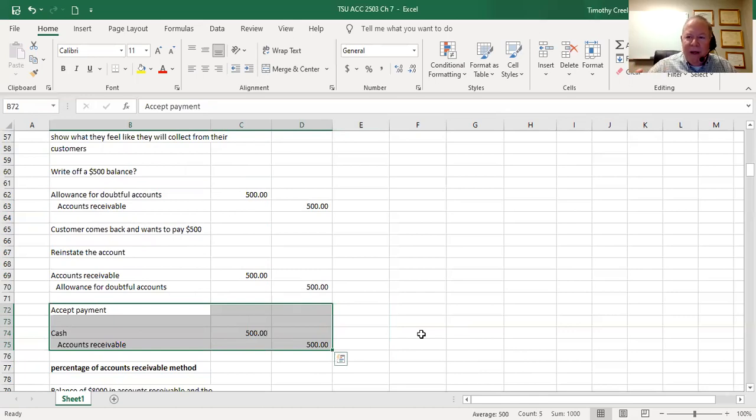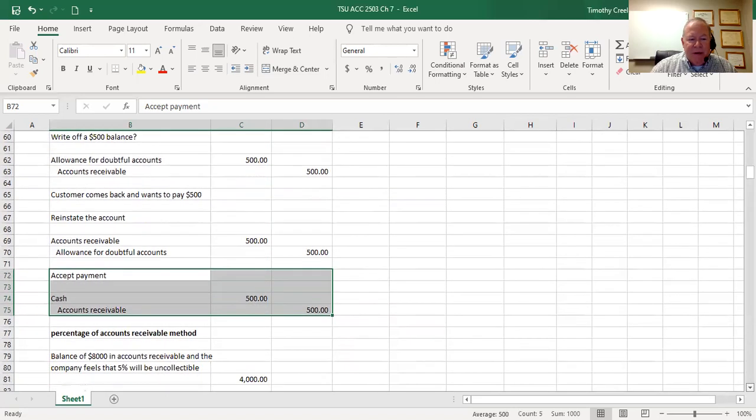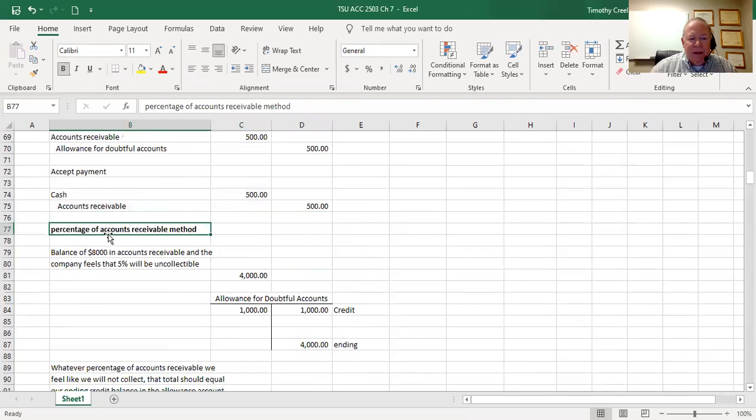So the one method is percentage of sales, and all we do with this is whatever percentage of sales we feel like we're not going to collect, we would basically just write off. Now, what about the percentage of accounts receivable method? This would be basically the percentage of accounts receivable method.